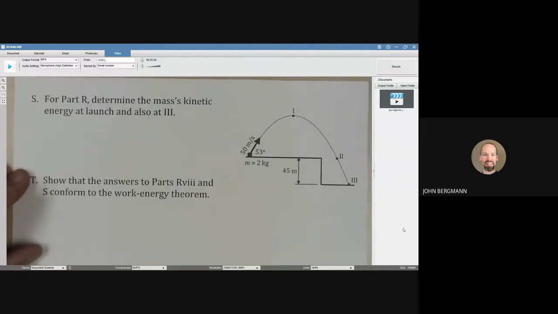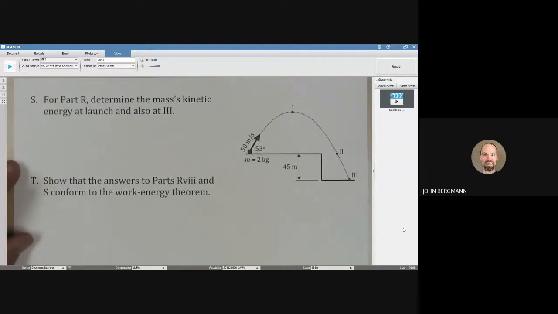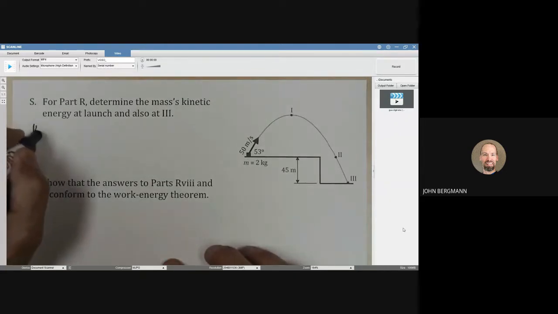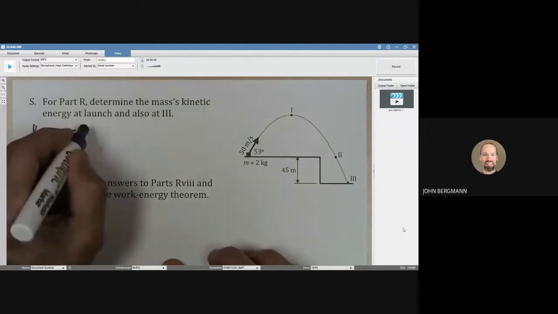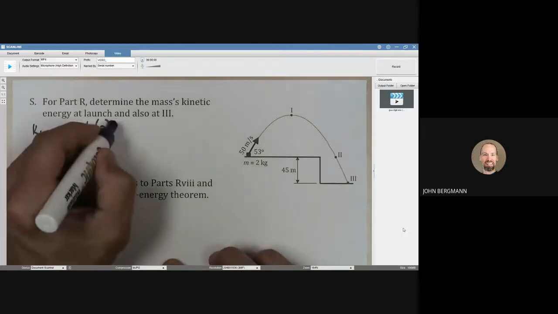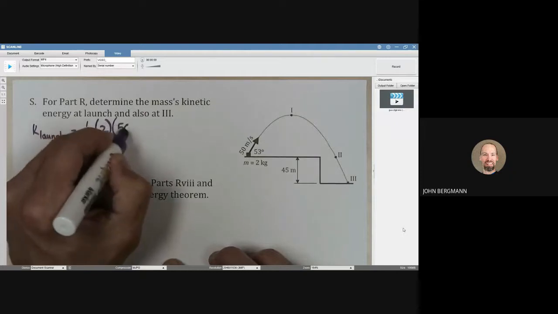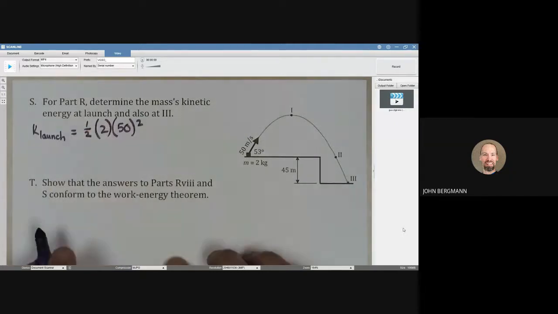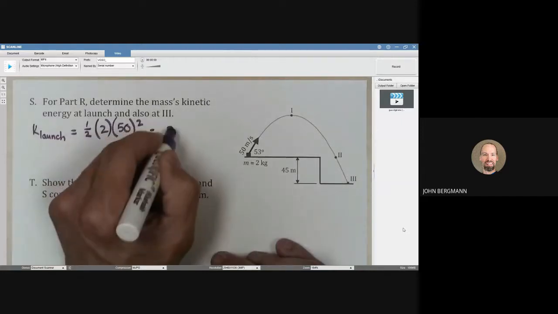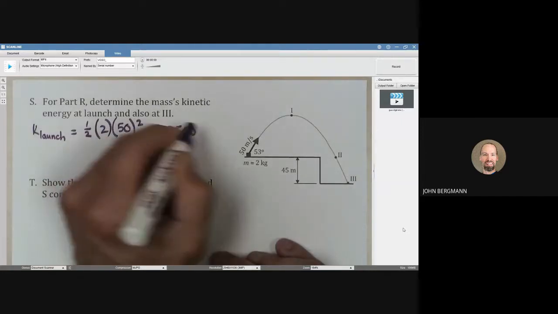Determine the mass's kinetic energy at launch and also at point 3. So let's try that. Kinetic energy at launch is going to be 1/2 times the mass, which is 2, times the speed, 50 squared. 1/2 mv squared. This is at launch. That's going to come out to be 2,500 joules.